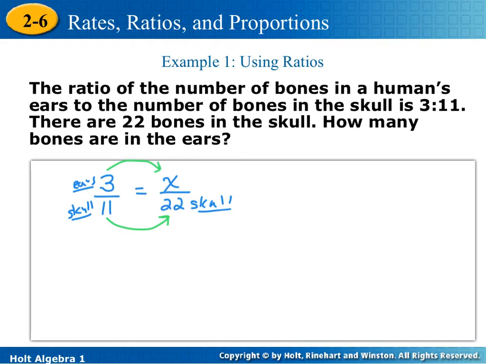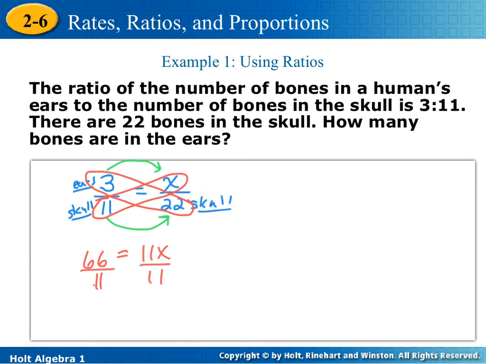And we would know that there were 6 bones in the human skull. If we didn't recognize that right away, we could cross multiply. We could use that method of the product of the extremes. 3 times 22 is 66, which is equal to the product of the means. Means meaning middle. That would equal 11x, and then divide by that 11. Dividing by 11 would give us that there were 6 bones in the human skull.